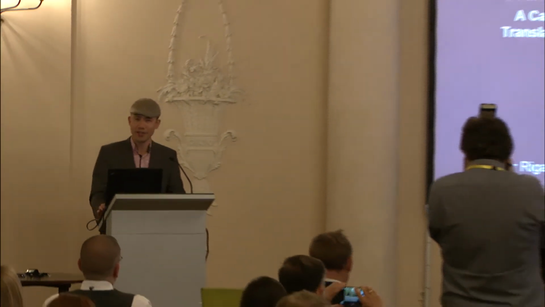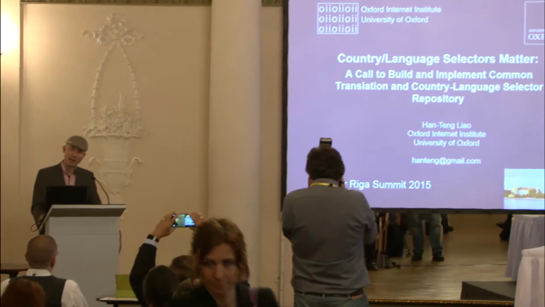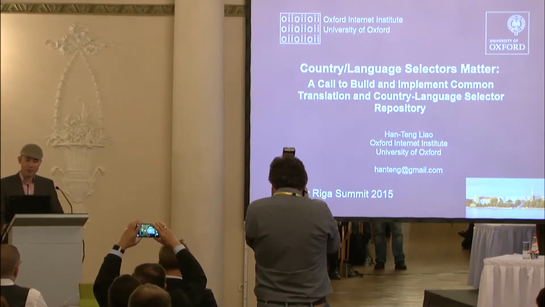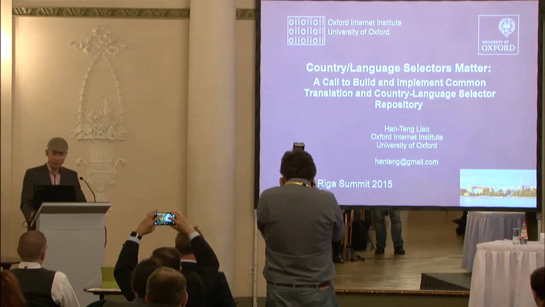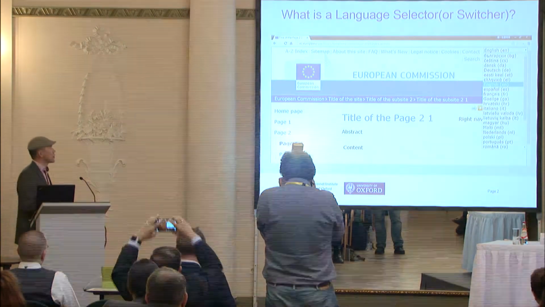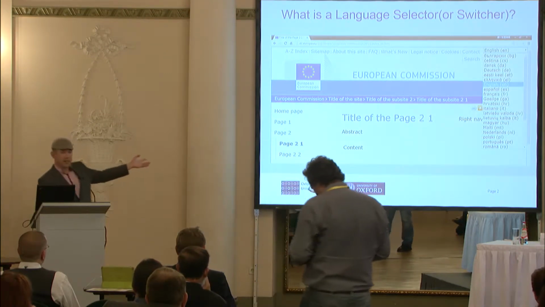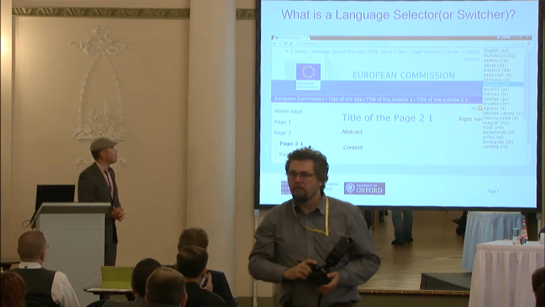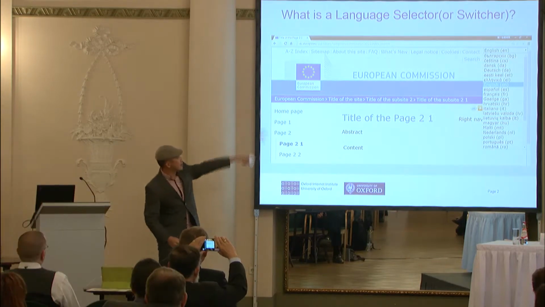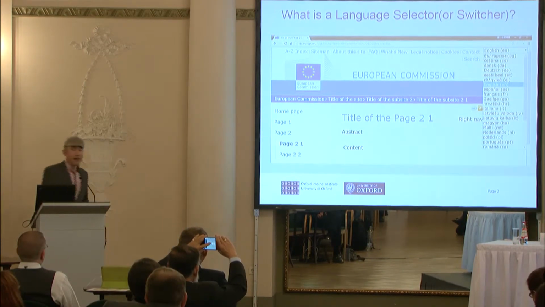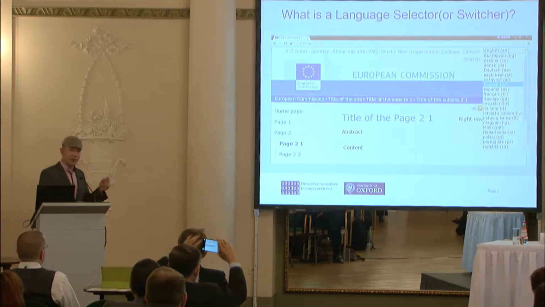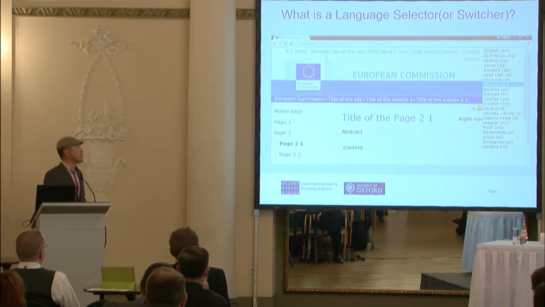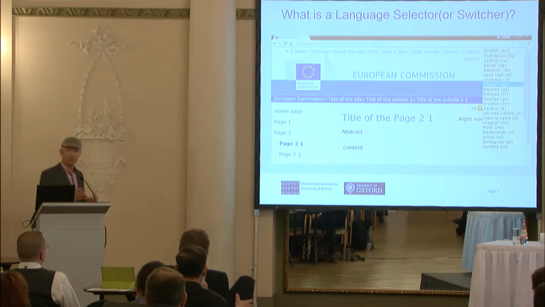So I'm here just as a user, trying to give some kind of a bug report about what's wrong with the country and language selectors we see in major websites. So what is a language selector switcher? It's one of the templates by the European Commission. You will see on the top right corner, you have the language selector there. And the order of it, the name of it, and the code of it are quite important.